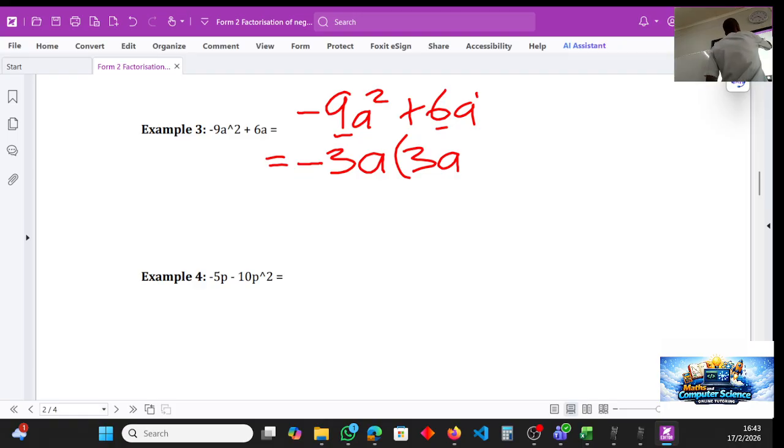Then I'll move to the second where I've got a positive divided by a negative. The result is going to be negative. So when I say 6a divided by 3a, that will be 2.